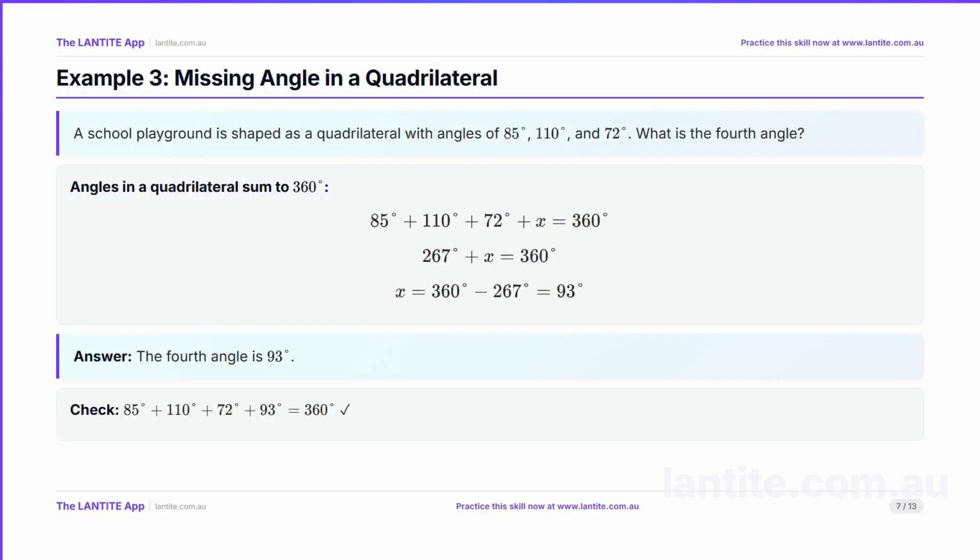A school playground is shaped as a quadrilateral with three angles at 85, 110, and 72 degrees. The four angles must sum to 360 degrees. Add the known angles. 85 plus 110 plus 72 equals 267. Subtract from 360. 360 minus 267 equals 93 degrees. The fourth angle is 93 degrees. Check. 85 plus 110 plus 72 plus 93 equals 360. Correct.